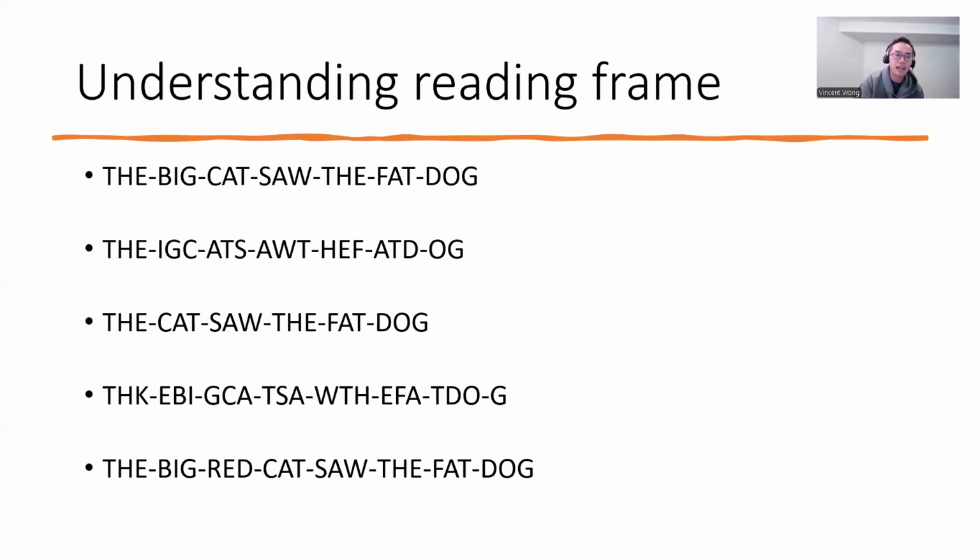But what happens if I delete the B here? If you delete the B, then the first word is going to be THE, which is no change. But instead of BIG, the next thing I read will be IGC. Remember, we can only read in triplets. So everything else after the deletion is going to be gibberish, right? It's not the same as the original sentence, and I don't understand it anymore.